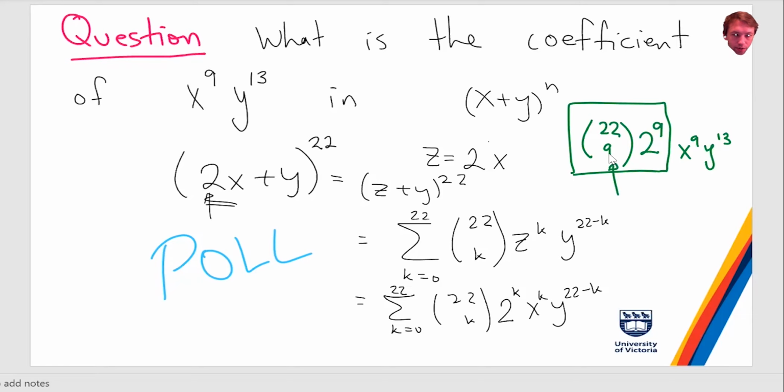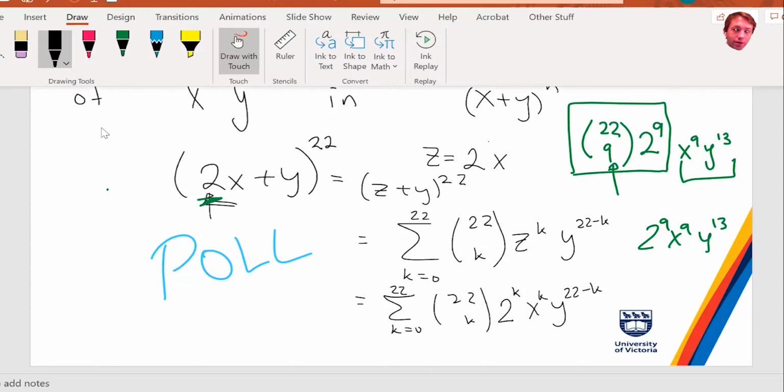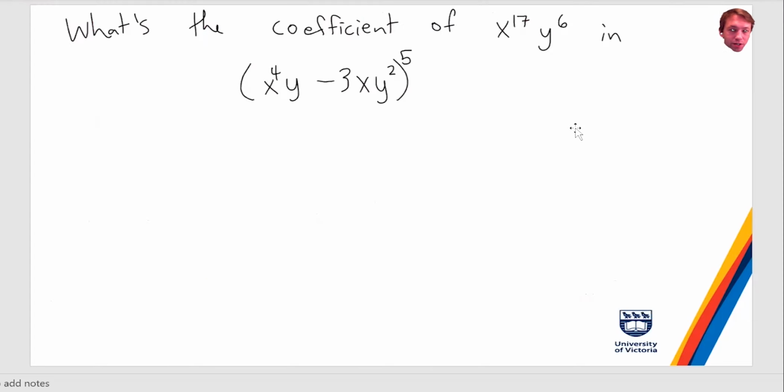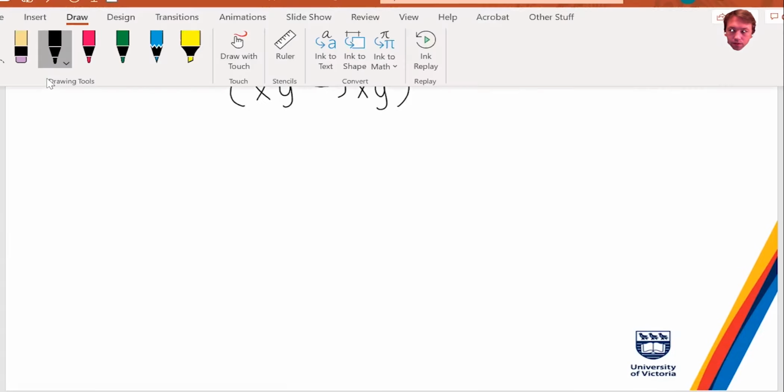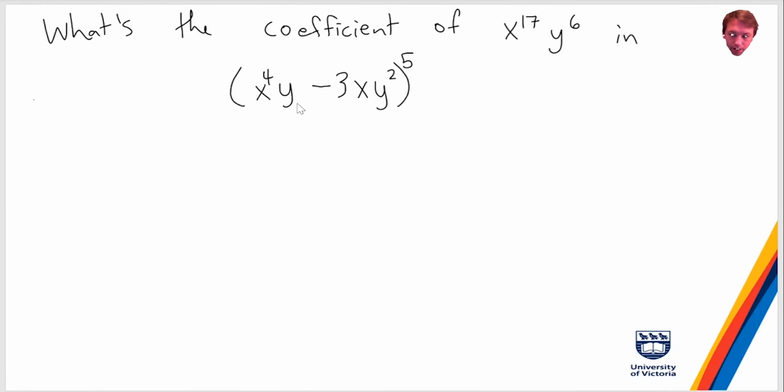So 22 choose 9 is most of it. That was the key thing to get from the binomial theorem, but it's important here that we're looking for the coefficient of x to the 9, y to the 13, not the coefficient of 2 to the 9, x to the 9, y to the 13. So the full coefficient is going to have a 2 to the 9 because there was an extra 2 in the question.